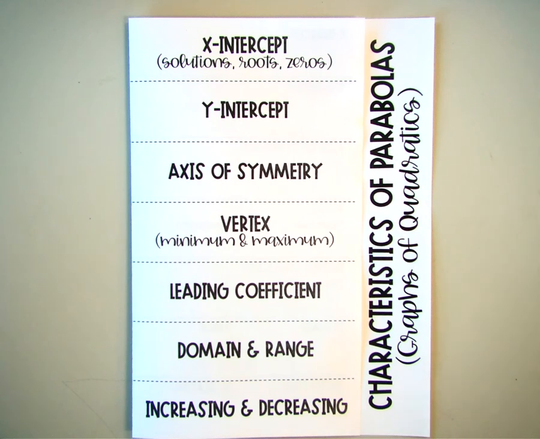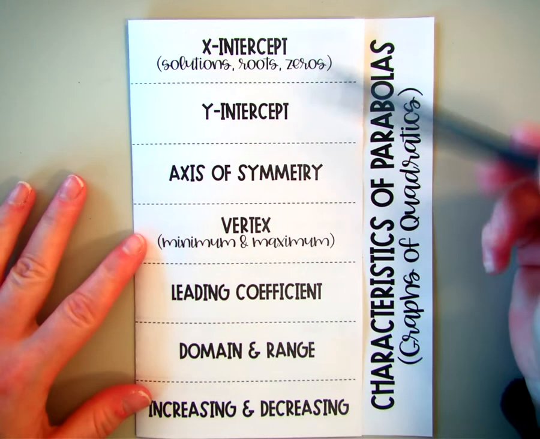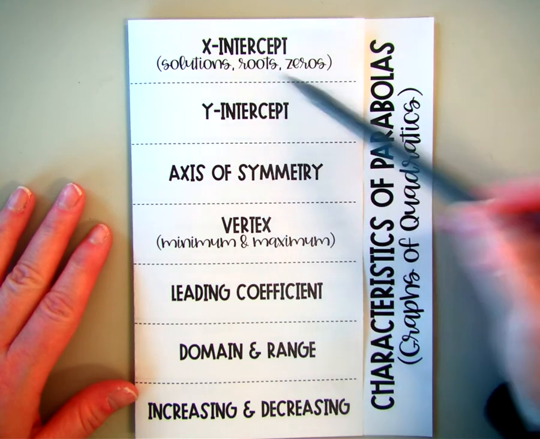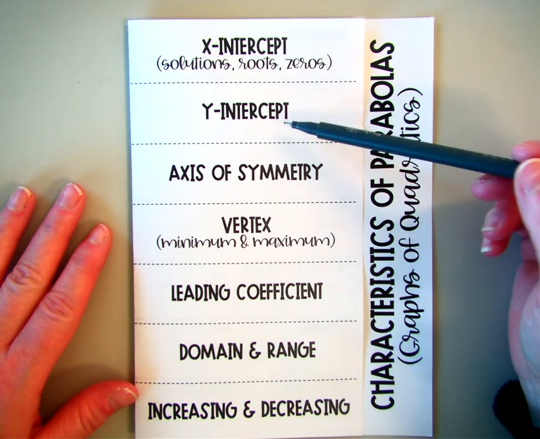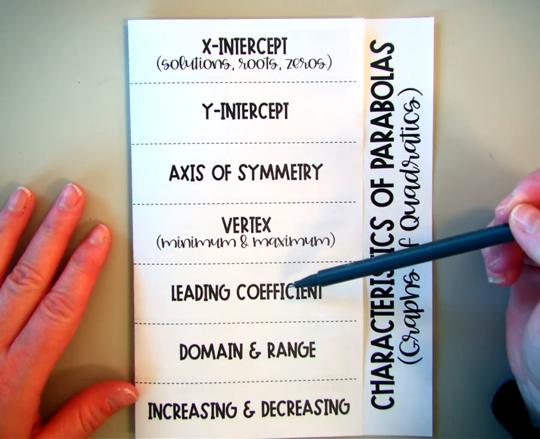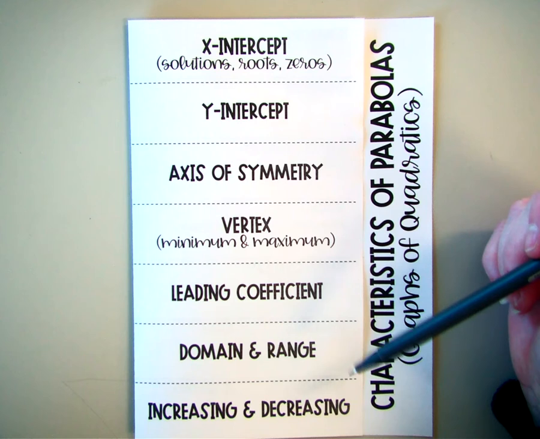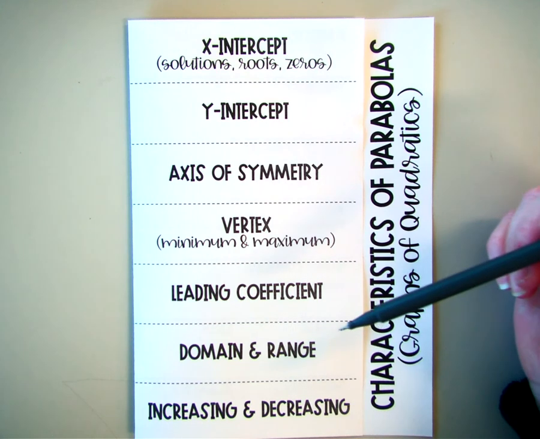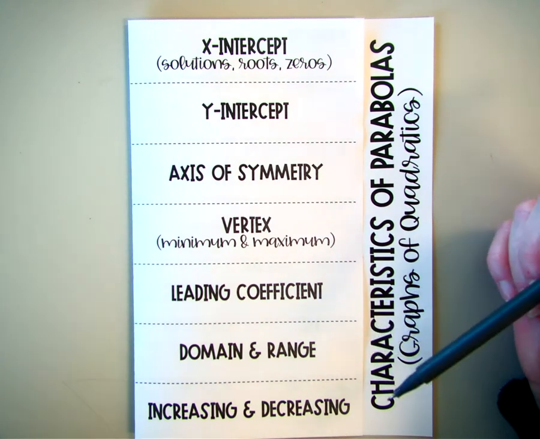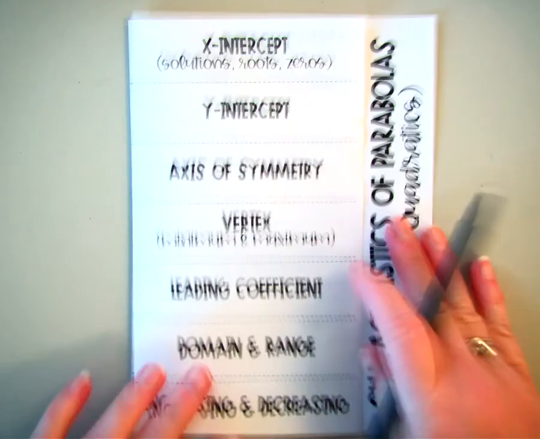So we're going to go over some of the characteristics of this, which you should have done back in Algebra 1. So hopefully quite a bit of it is review. These are all our main characteristics that we are going to talk about. So we got our x-intercepts, which are your solutions, your roots, and your zeros. Your y-intercept, your axis of symmetry, your vertex, leading coefficient, domain, range, increasing, decreasing. So a lot of this is review of what we have been doing in the last couple of units. We're just kind of narrowing in a little bit more on that parabola shape.